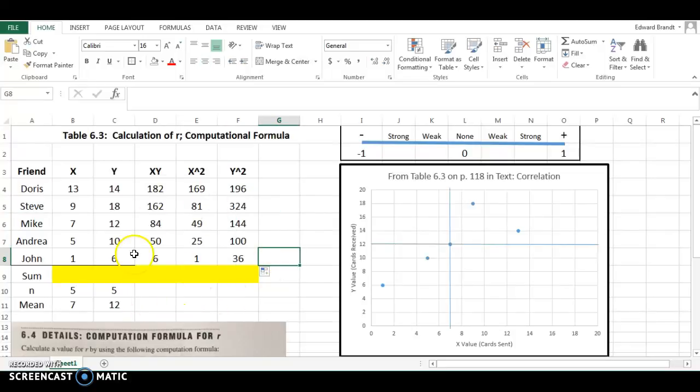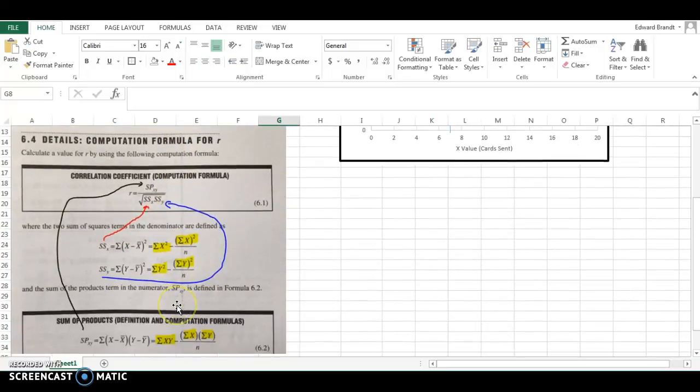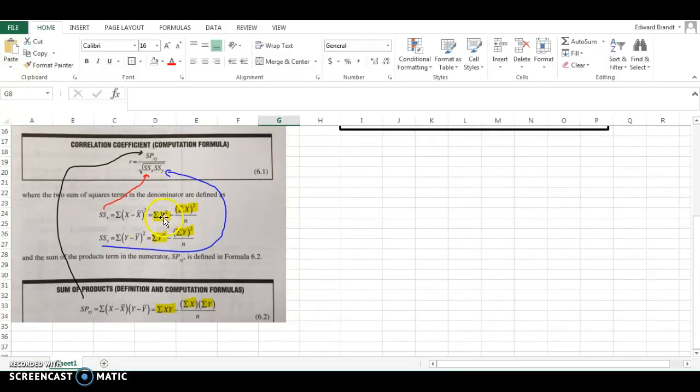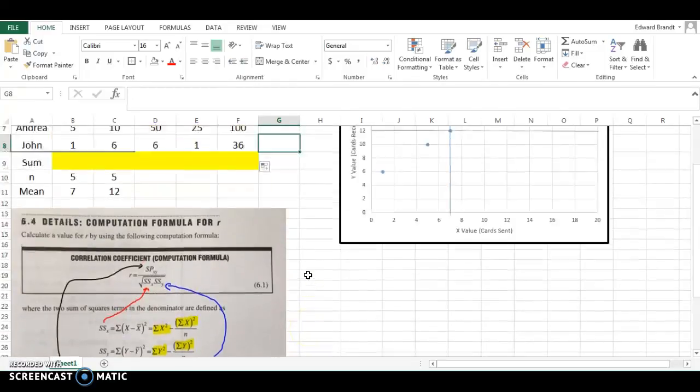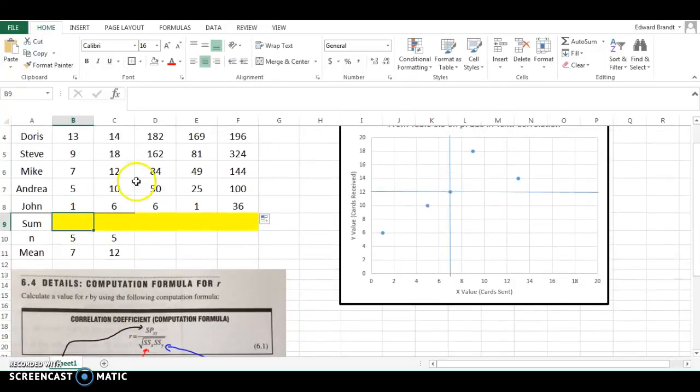Now what I need for each of these, and you'll notice here in the formula, are all the sigmas. Here's the sum of the x's, and here's the sum of the x's squared. Make sure you realize these two are different. Same thing for the y's. And same thing down here for the sum of the x times y. So all of these highlighted in yellow can be found by simply finding the sum of each of these columns.